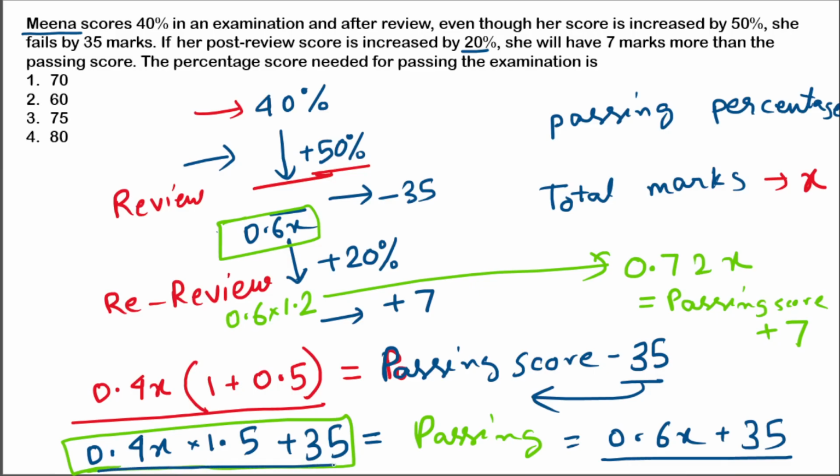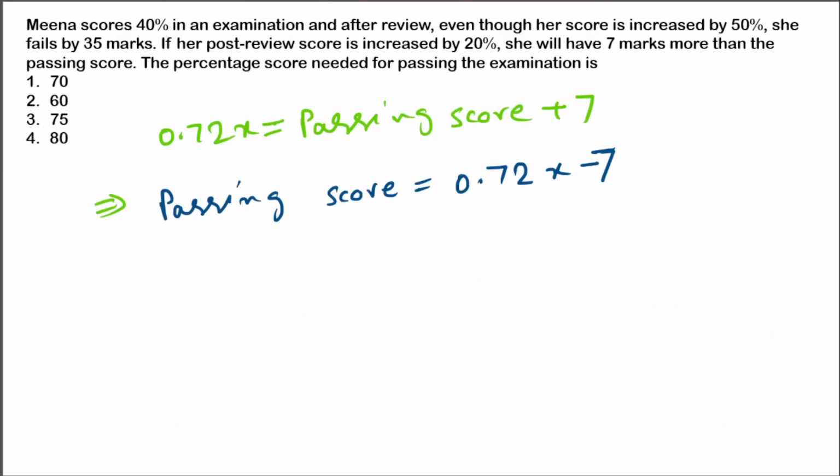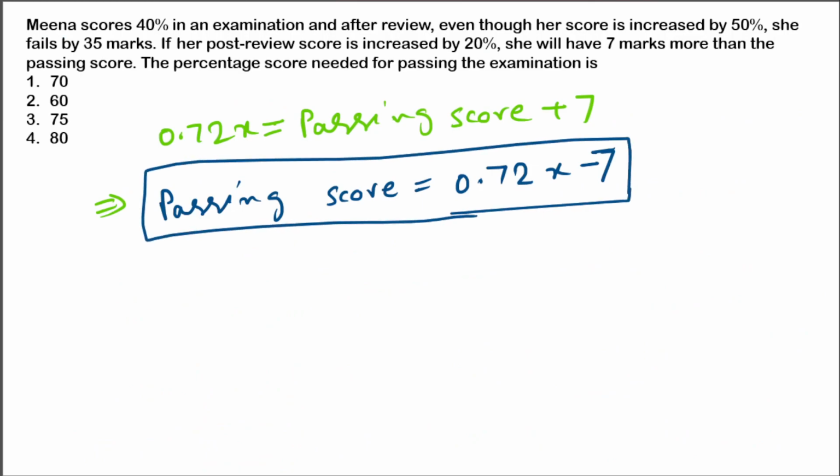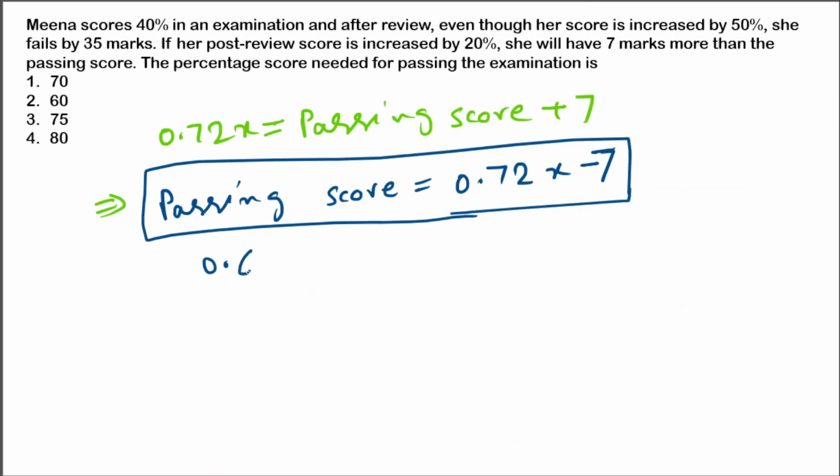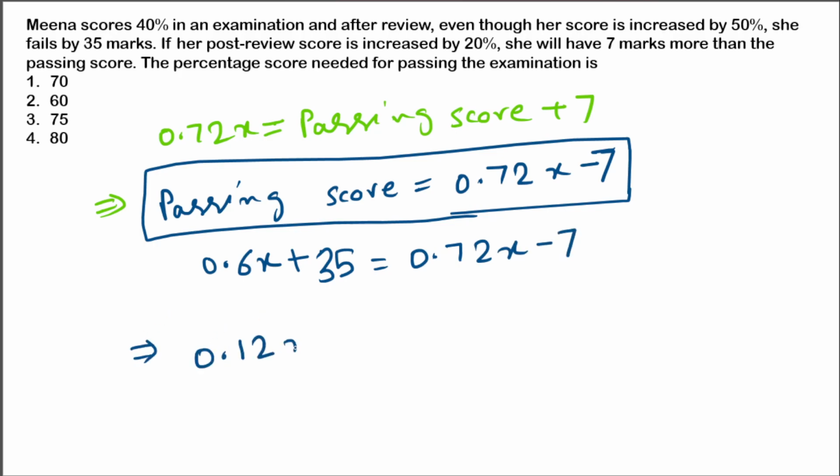So there are two routes that we have formed. First is this route for the passing score and second is this route. The passing score should be the same. So 0.6x plus 35 should be equal to 0.72x minus 7. This will result in 0.12x equals 42, and from here we find that x is equal to 42 by 0.12.